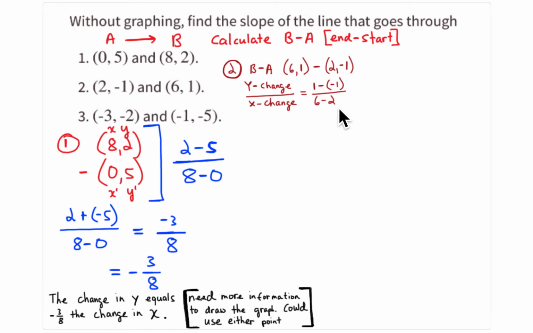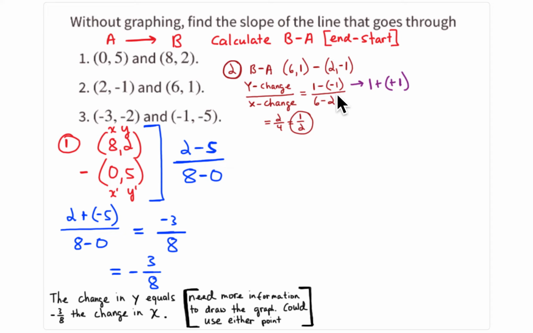So now calculate that out. And remember that 1 minus a -1, you can use the inverse operation, which is addition, and the additive inverse, which is +1. So this turns into 1 plus a +1. Well, 1 plus 1 is 2, and 6 minus 2 is 4. So this slope is 1/2.